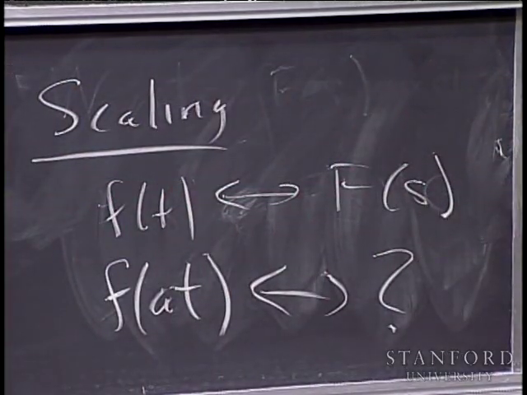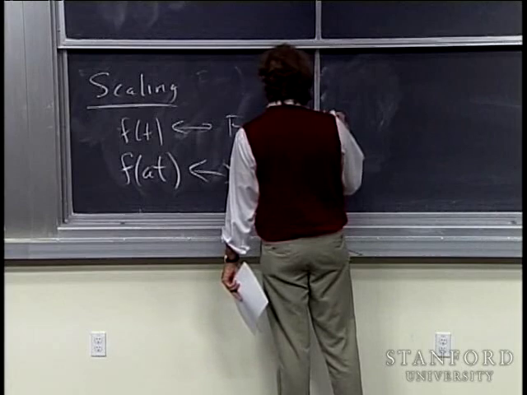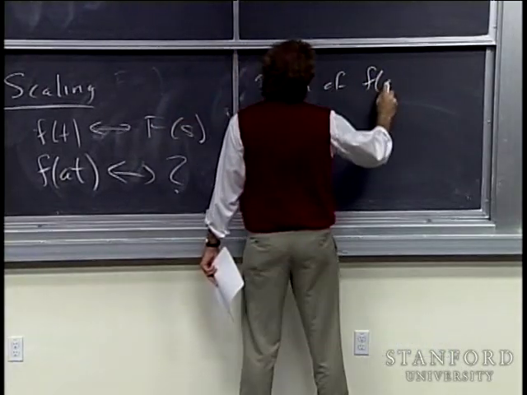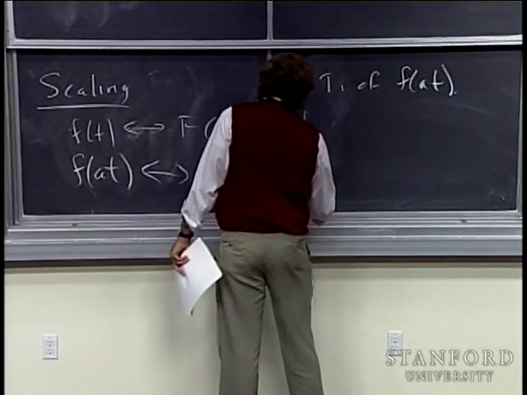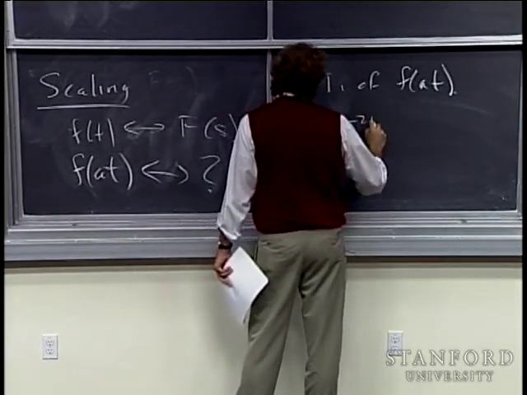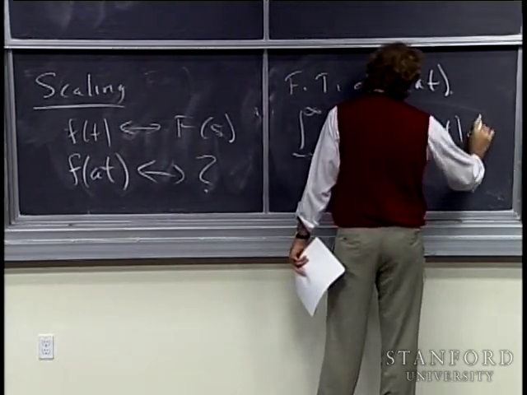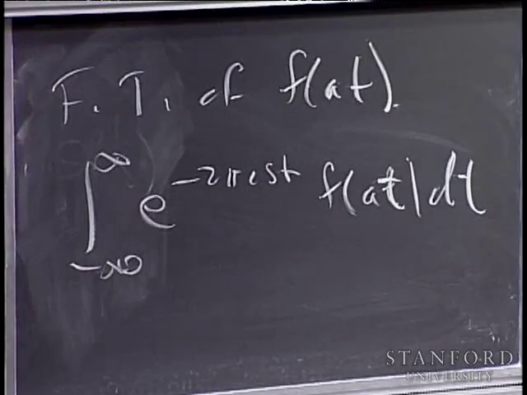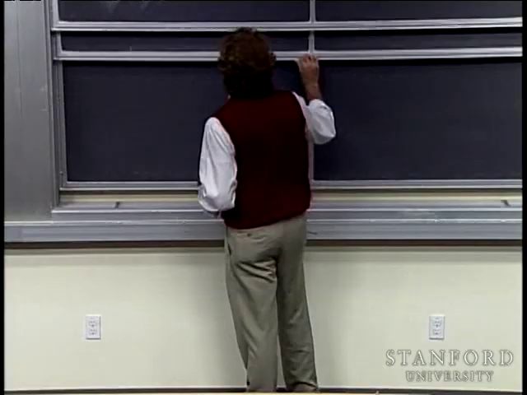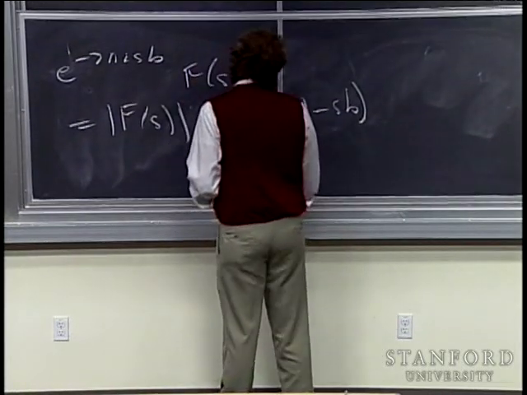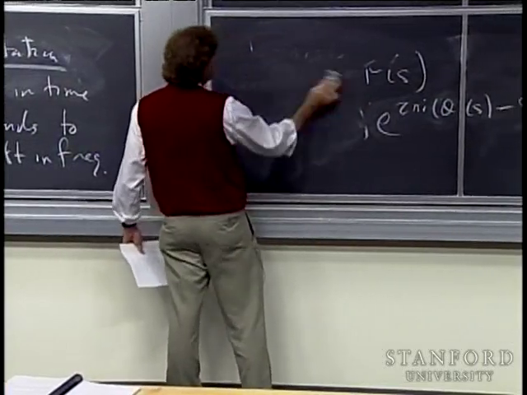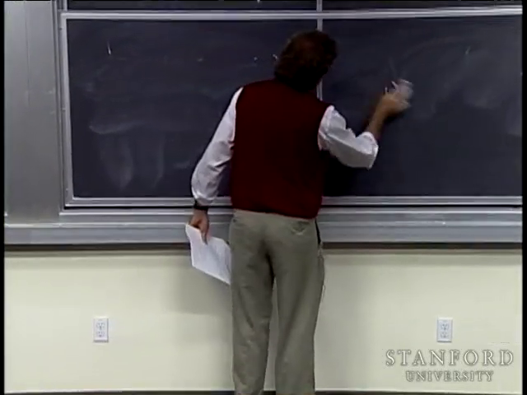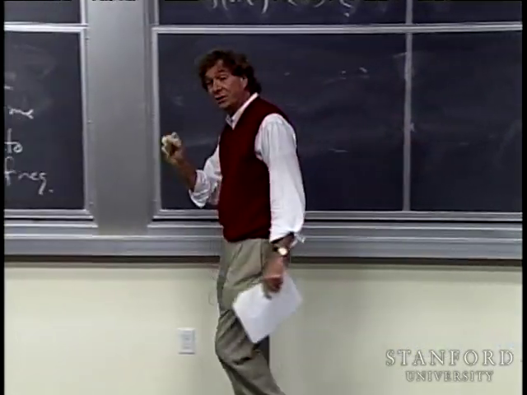To answer this question, we have no recourse other than to turn to the definition. So the Fourier transform of the scaled version of f is the integral from minus infinity to infinity of e to the minus 2 pi i s t f of at dt. And the thing that is crying out to be done here is a change of variable. But it's helpful to make a distinction whether a is positive or negative, because of what happens to the limits of integration when you change variables in a definite integral. They change differently whether a is positive or negative.